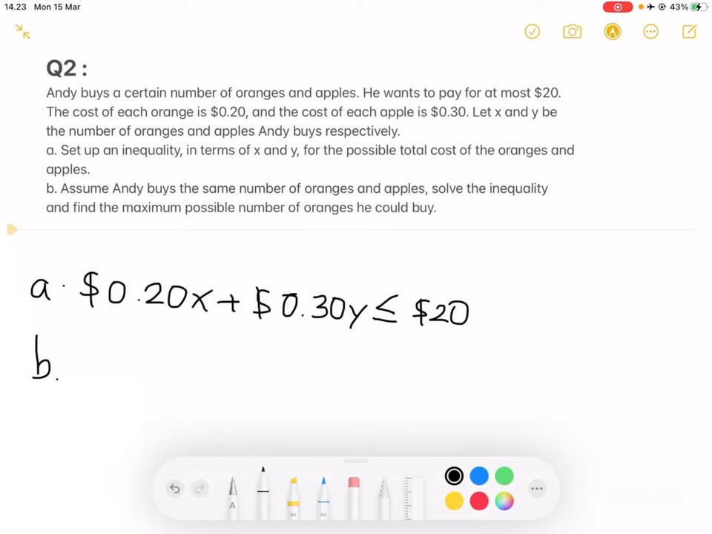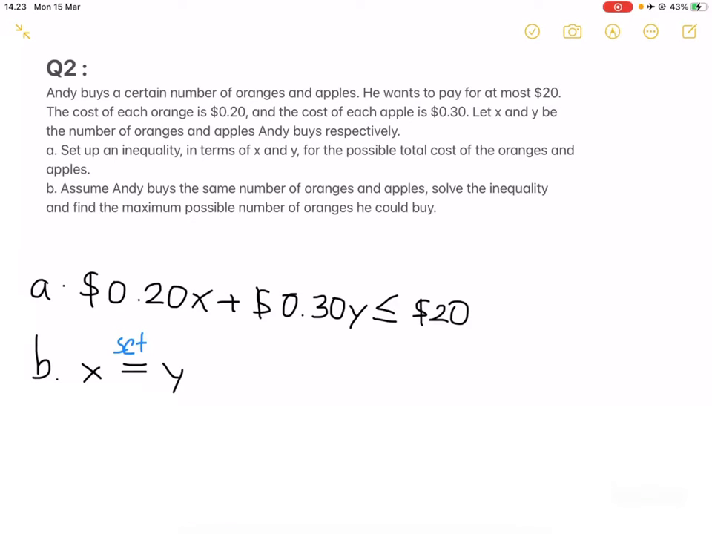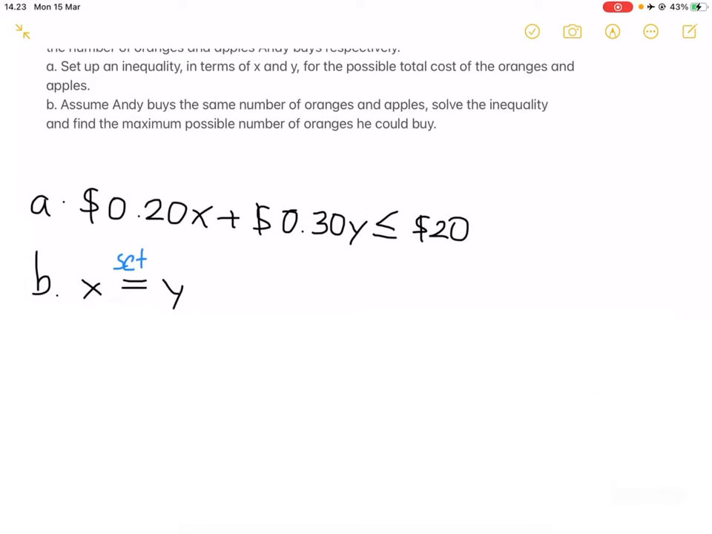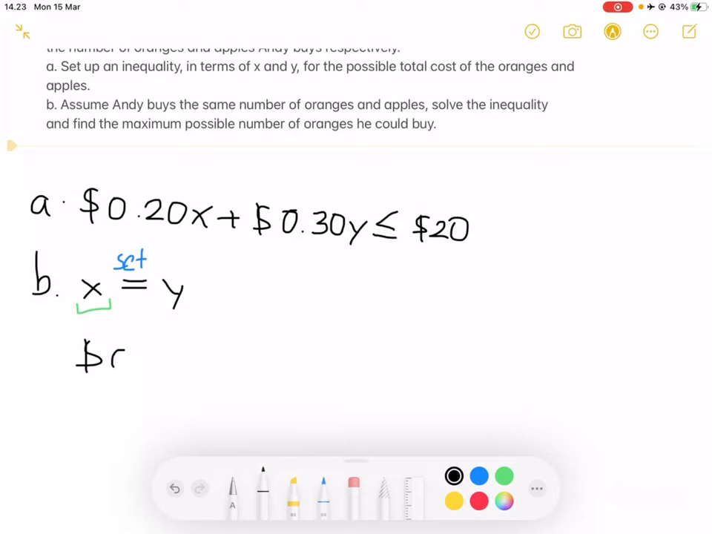For part B, assume Andy buys the same number of oranges and apples. From here, we can just set x to be equal to y. Solve the inequality and find the maximum possible number of oranges he could buy. I'm just going to use x for this inequality, and plug x into the inequality to set it up. So you'll end up with something like this.